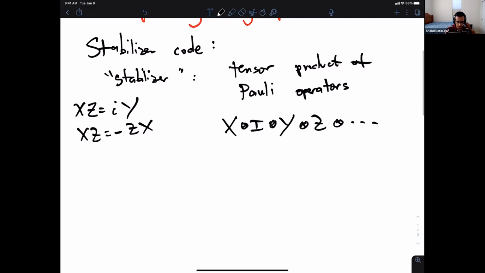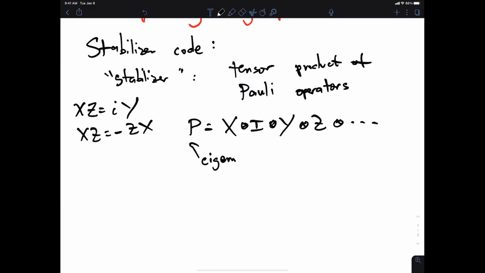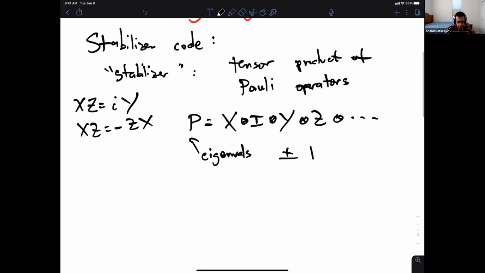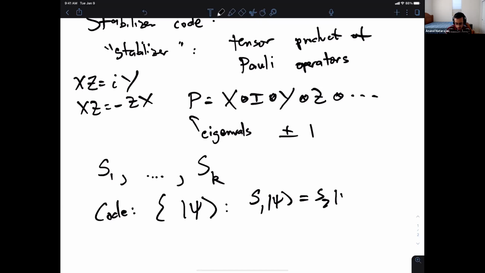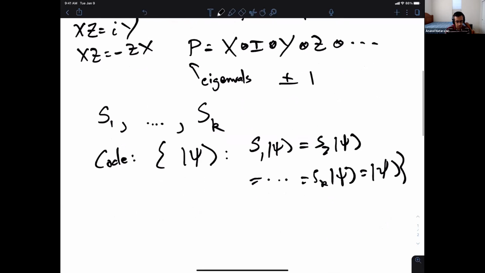Then why are they called stabilizers? Well, a stabilizer code is specified by a collection of these things. Each of these has eigenvalues plus or minus 1. So a stabilizer code is, I give you a collection of these, say S1 up to SK. The associated code is just the subspace of all the states that are stabilized by these. That means S1 psi, S2 psi, up to SK psi, all equal psi. So this is the subspace that's the common +1 eigenspace of all K of these stabilizers.